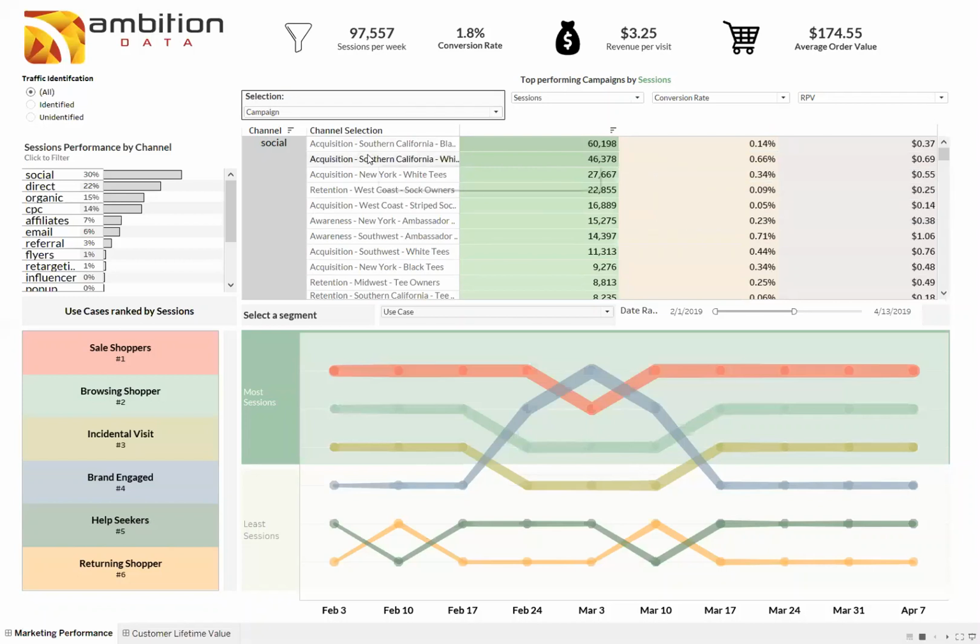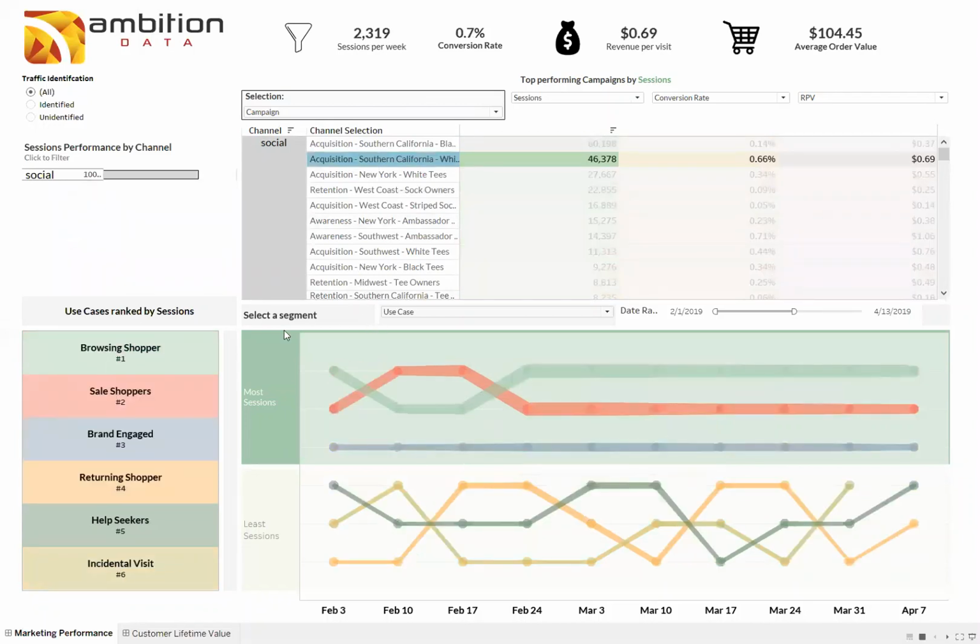So if we highlight this campaign, by utilizing what we call use case analysis, which is basically grouping website visitors into different buckets based off of what they looked at, what they engaged with on the website, we can go in a little bit deeper in analyzing why conversion rate was so much higher during this campaign versus, say, another campaign or even other mediums or traffic as a whole.